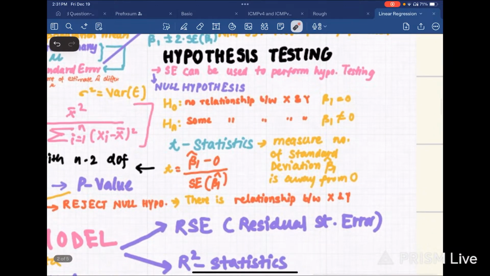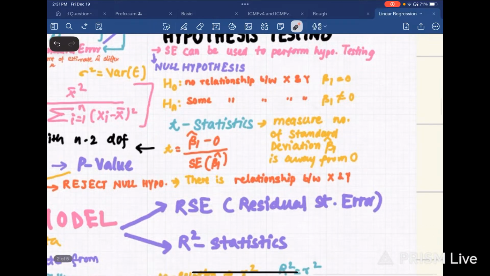The next is hypothesis testing. You want to see from the data whether X actually affects Y or not. For that we use a null hypothesis: assume there is no relationship, beta 1 equals 0, and some relationship when beta 1 does not equal 0. That is the alternative hypothesis, H alpha.